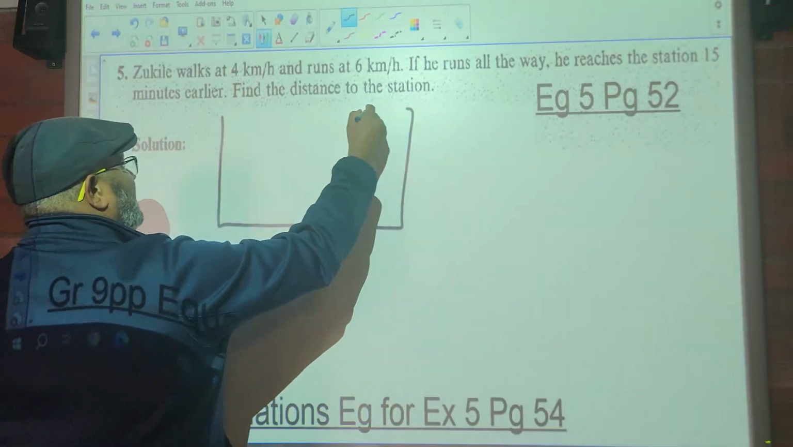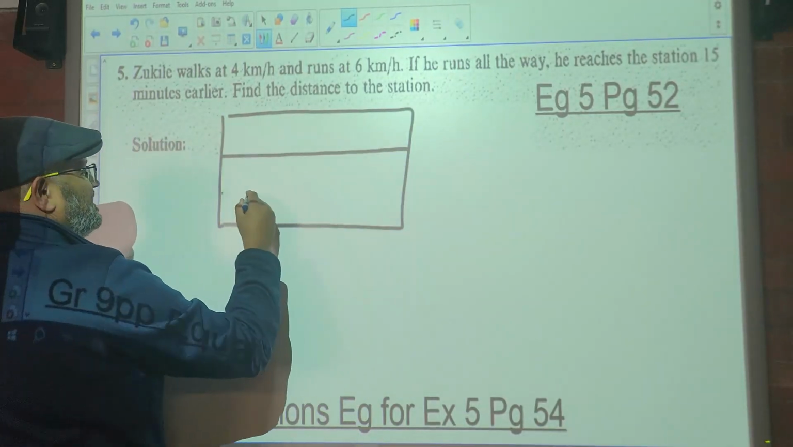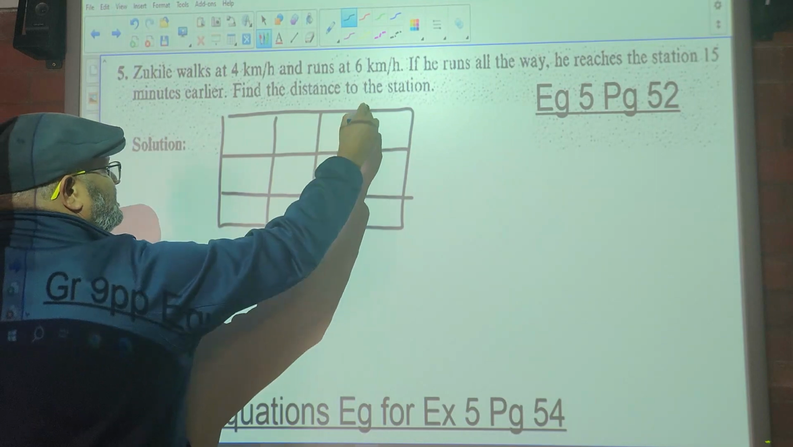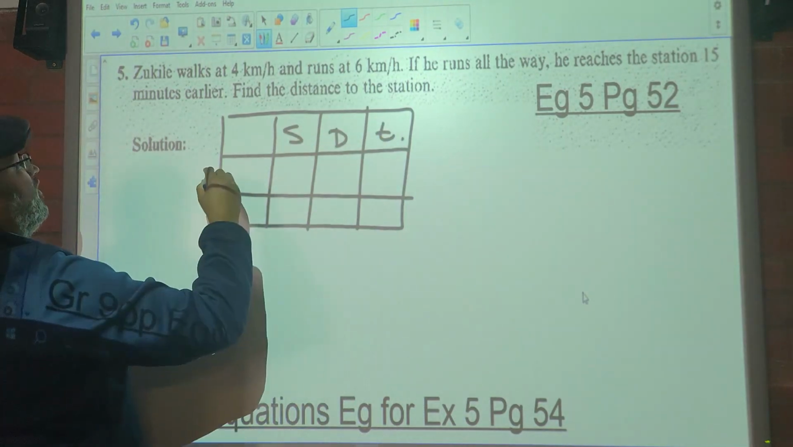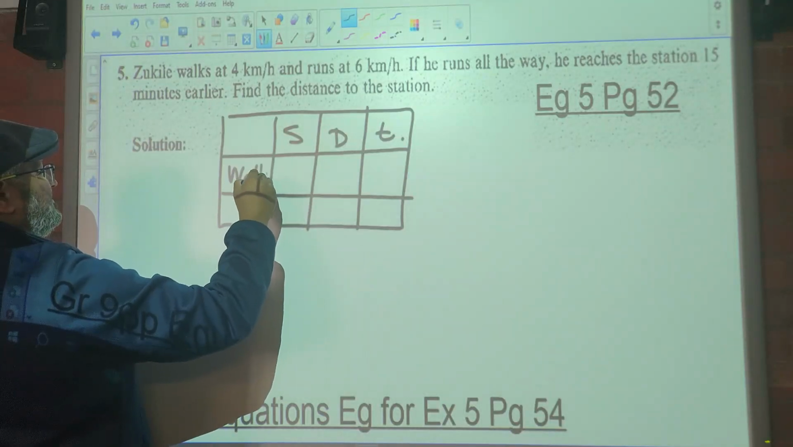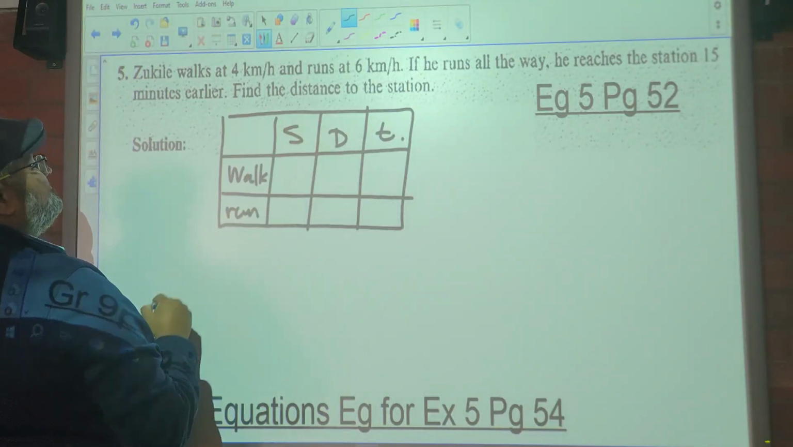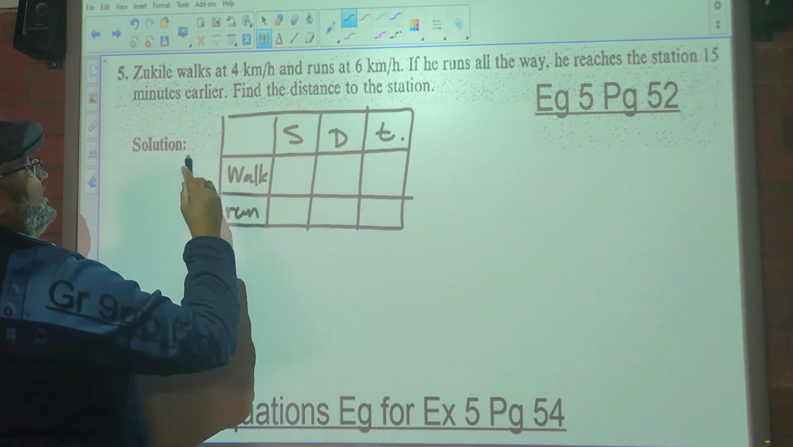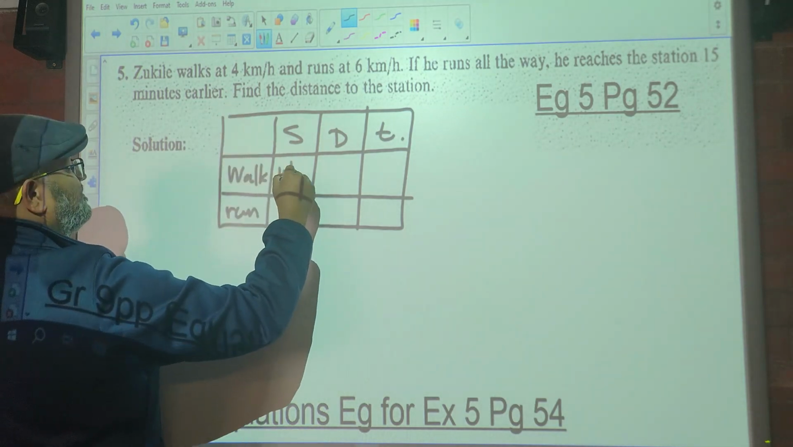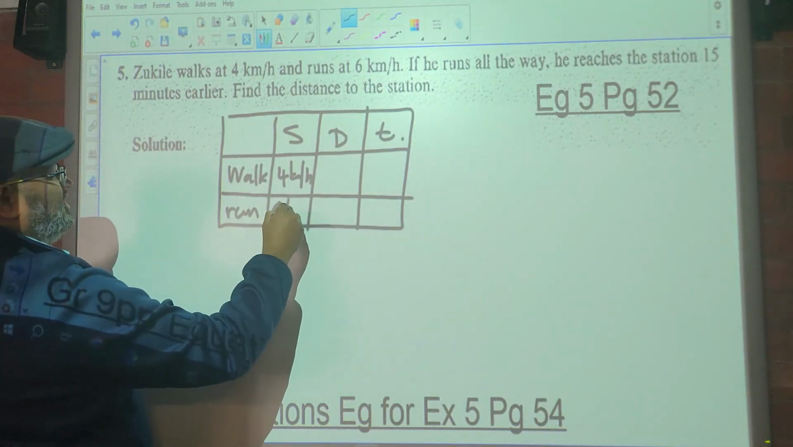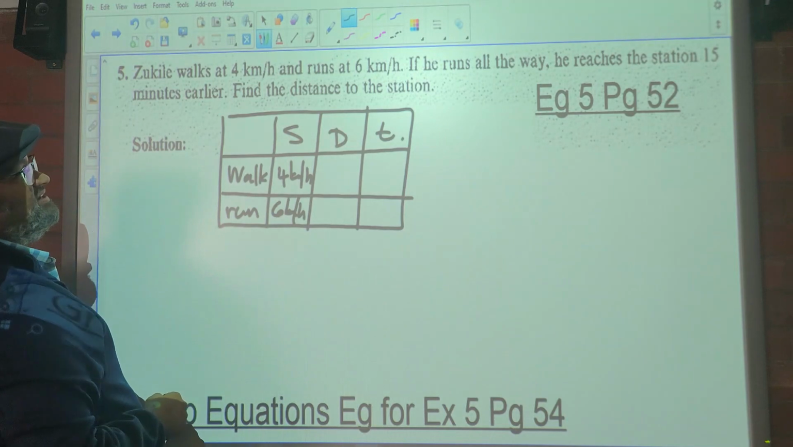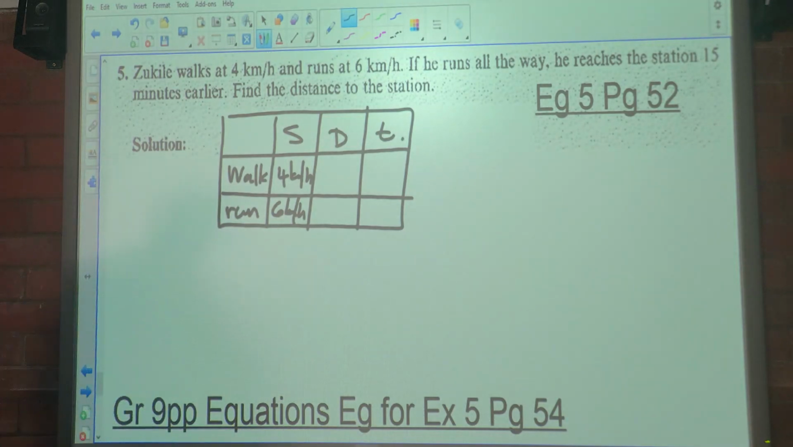No? I draw a table when it comes to speed, distance, time. So we've got speed, distance, time. So he walks and he runs. He walks 4 kilometers per hour, so that's the speed. He runs 6 kilometers per hour. If he runs all the way, he reaches the station 15 minutes earlier.